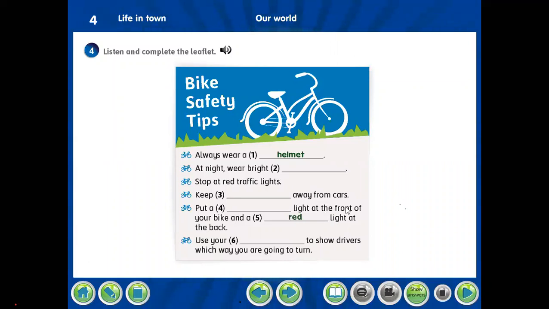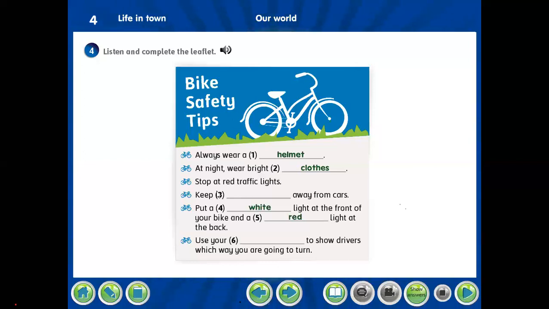And in front of your bicycle is a white light. Then they are talking about at night. When you are riding your bicycle at night, we must wear bright clothes, bright pants, bright jacket, t-shirts, no dark clothes. The opposite, bright, okay?